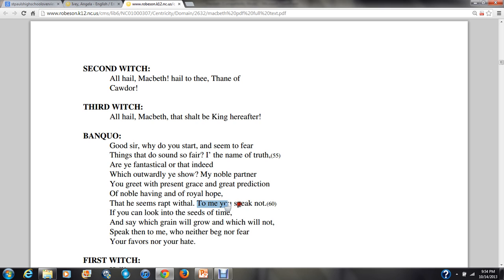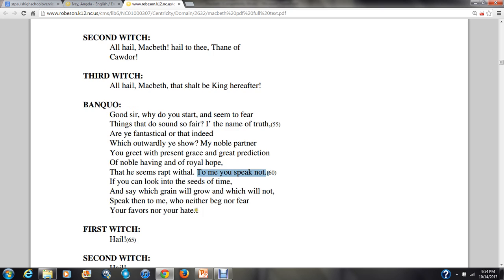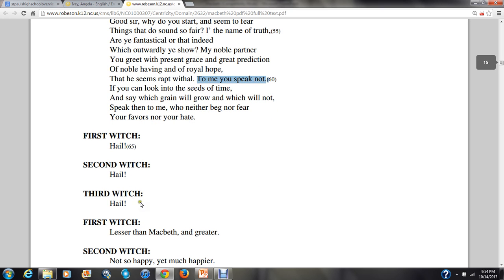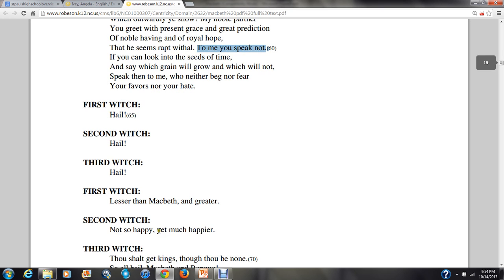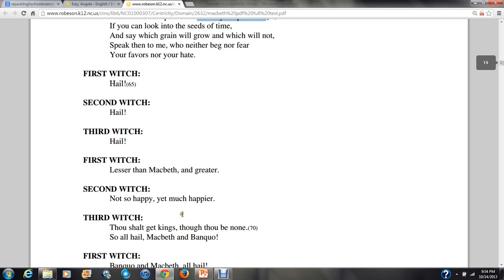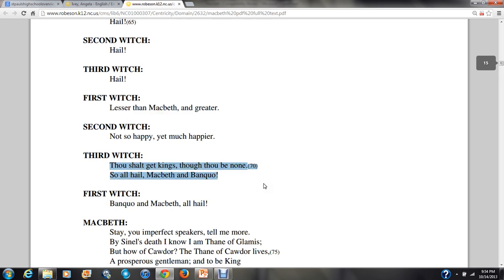"To me you speak not." Is there any, what am I, chopped liver? You're not saying anything about me. Am I not going to have anything great happen to me? And so the first witch says, "Hail, hail, hail, lesser than Macbeth and greater, not so happy yet much happier." Now look at this part: "Thou shalt get kings, though thou be none." So in other words, Banquo is going to be the father of kings, but he will never be a king.